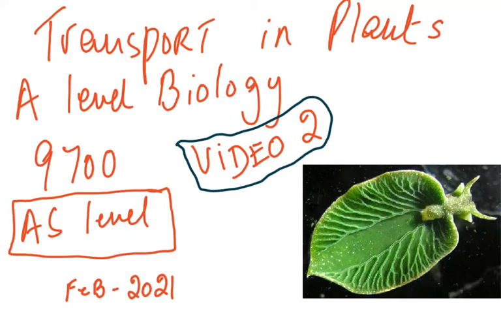Bismillahirrahmanirrahim. Today we start with transport in plants in AS level biology 9700. This is the second video in this chapter, which is going to talk about transpiration and translocation in detail, which we did not cover in the last video.